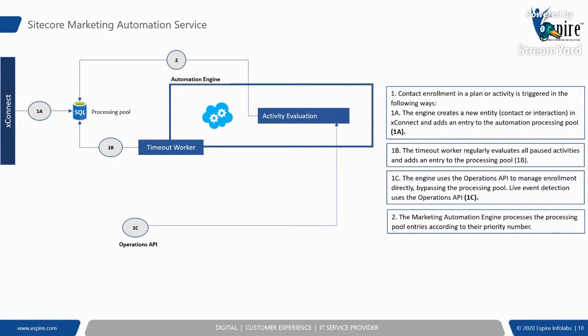And live events are nothing but enrolling the contact through the Operation API, and it will always get priority and will get directly enrolled into our marketing automation. But this scenario can be done sometimes in different ways.